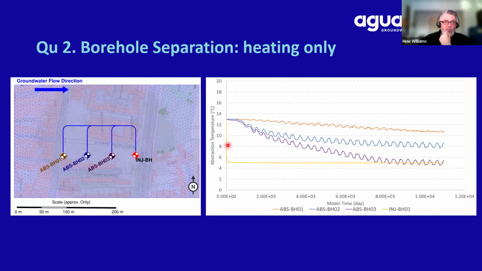The middle example, abstraction borehole 2, if you required an abstraction temperature for your heat pump of at least 8 degrees C, well, you could push your system for about 20 years before you potentially have an abstraction temperature reaching your lower limit of 8 degrees C. So for a heating only system, what's the separation I need on my boreholes? Well, it depends on your tolerance of incoming water temperature for your heat pump.